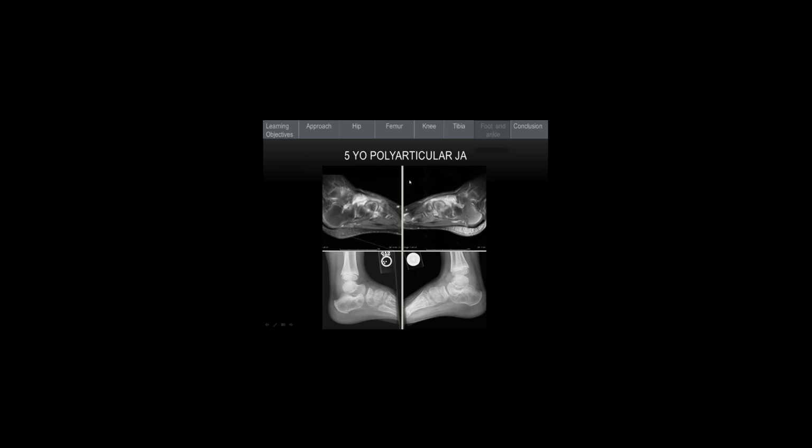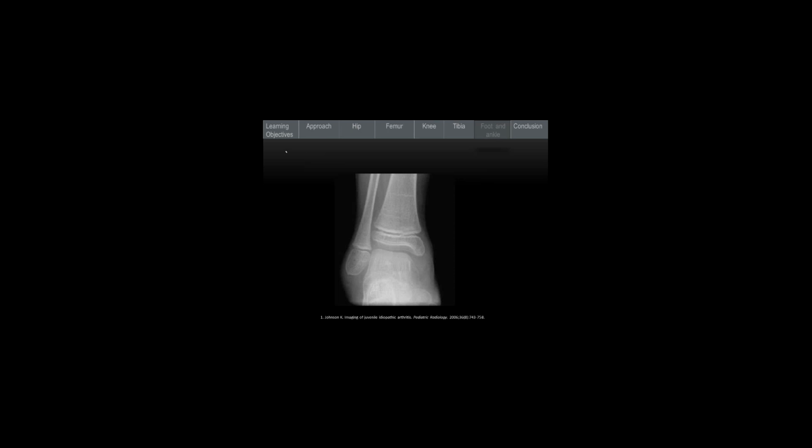And then polyarticular juvenile idiopathic arthritis, you can see on the X-ray and the MRI, there's quite a bit of enhancement in this 5-year-old boy's feet. A lot of abnormal enhancement of the synovium and of the talus, and also of the midfoot. So this was juvenile idiopathic arthritis that we had seen a case of before as well.